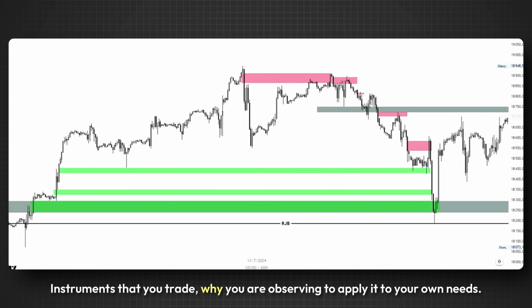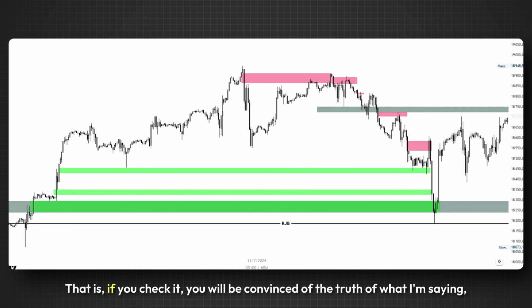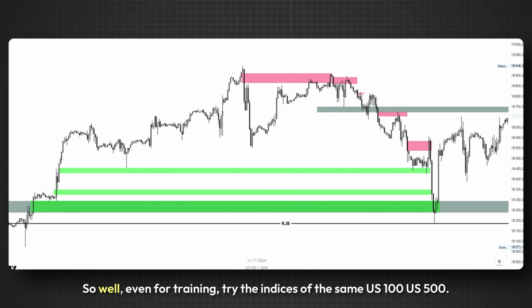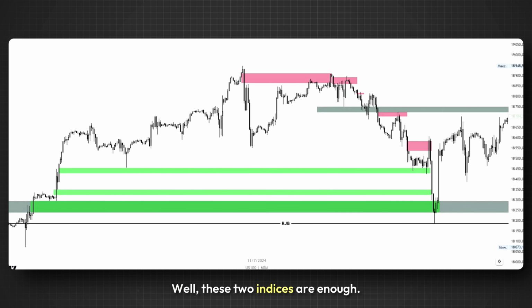Apply it to the instruments that you trade, to your own needs. See what time frames are there and whether it is really so, and check it. If you check it, you will be convinced of the truth of what I'm saying, especially on indices. Indices are mega structured. So even for training, try the indices of the same US 100, US 500. These two indices are enough.